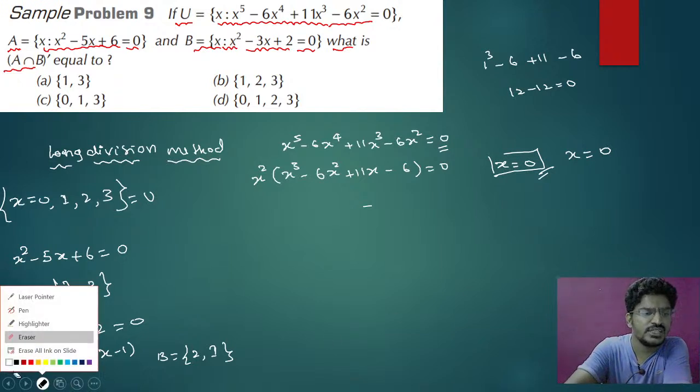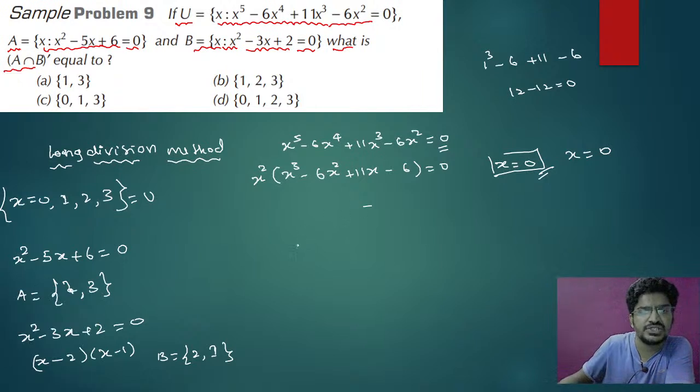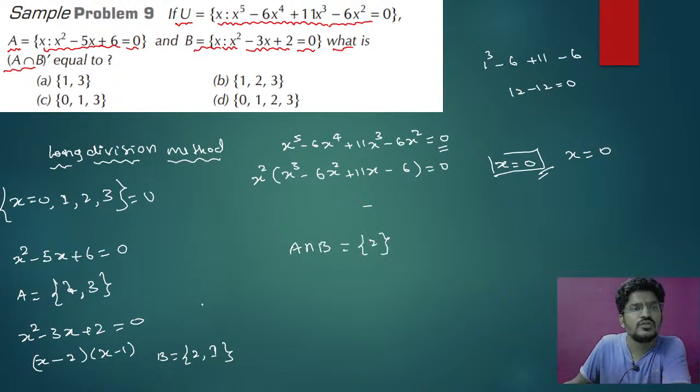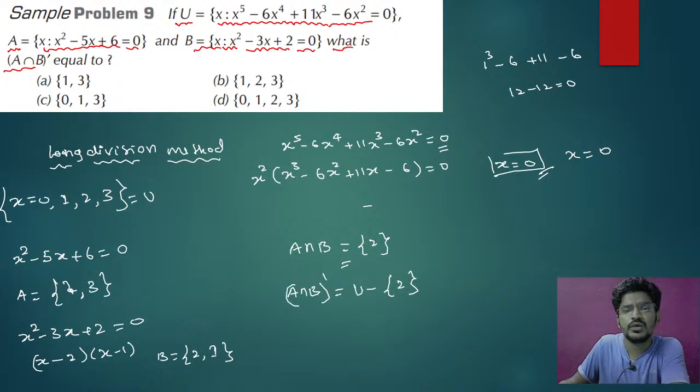So now we can just go for it. First you solve A intersection B. A intersection B will give you the singleton set {2}. Then what is (A intersection B) complement? That is U minus the singleton set {2}.